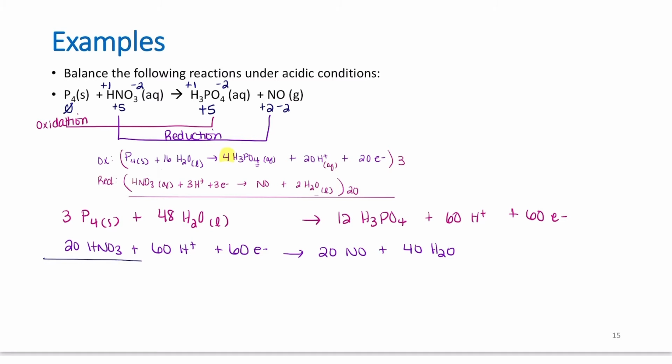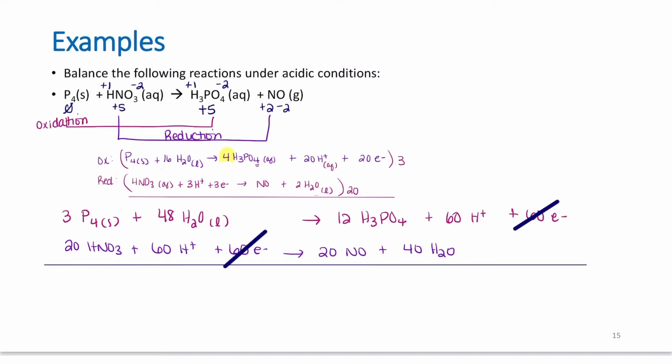Now we're going to add these together, but when we do that, we're going to cancel things that are present on opposite sides of the reaction because they cancel each other out. I have 60 electrons and 60 electrons. I have 60 H plus and 60 H plus. I have 40 waters with 48 waters. That's going to leave me with just 8 water.